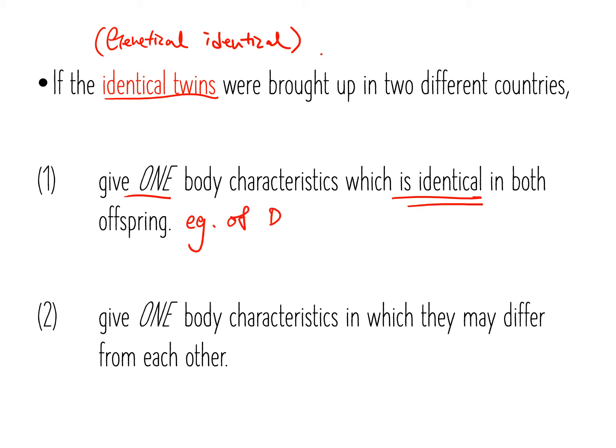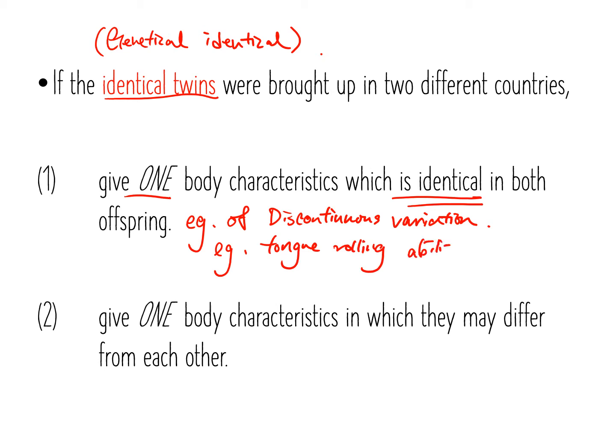An example of discontinuous variation, such as the tongue rolling ability. So both of the identical twins, they should be either able to roll their tongue, or both of them are not able to roll their tongue. They should have the same tongue rolling ability.